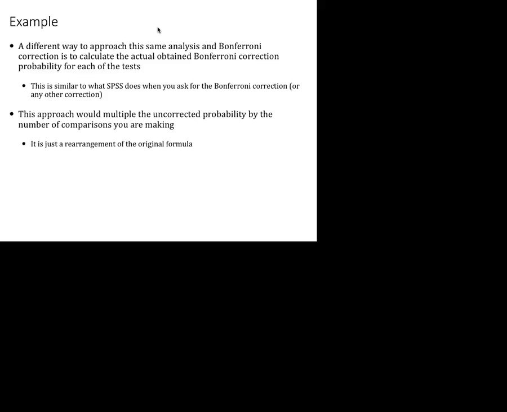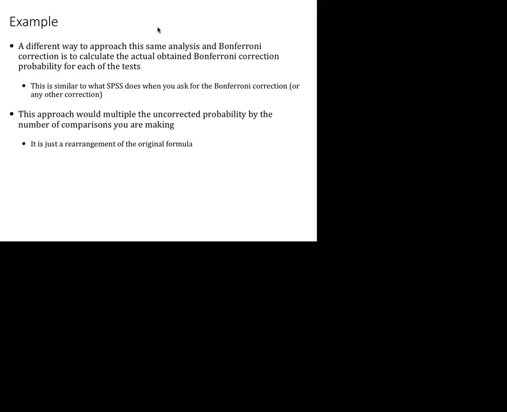And so in this approach, if we took that formula and you could rearrange that Bonferroni formula, you could see that if you multiply the obtained probability by the number of comparisons that you're doing, you're going to have a Bonferroni corrected probability.